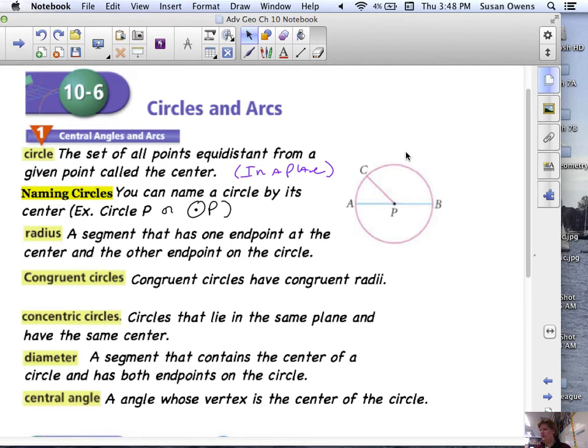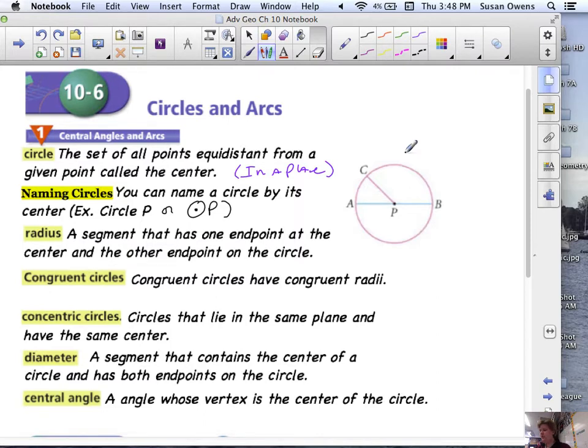Today's video is for Advanced Geometry Chapter 10, Section 6, Circles and Arcs. We have a lot of definitions in this section. Make sure you pay attention because most of it is familiar, but some of it, like arc measure and arc length, is probably new. The first thing we have is the definition of a circle.